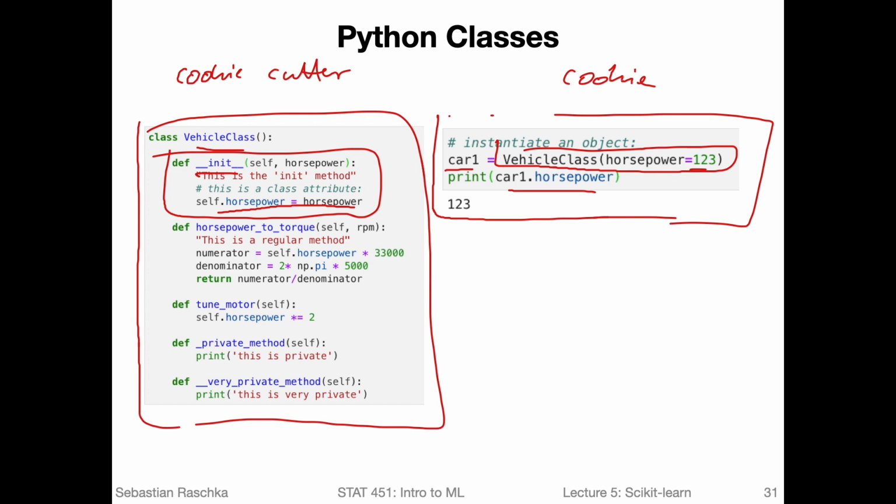So creating this calls the init method, which we also call the constructor method. And then we can use all the other methods on the car object, which I will show you in the next slide.